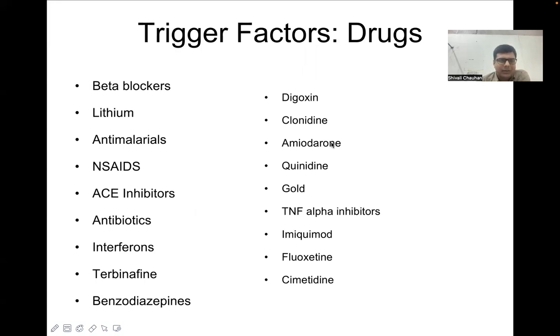These drugs are beta blockers, lithium, antimalarials, NSAIDs, ACE inhibitors, antibiotics, interferons, terbinafine, benzodiazepines, digoxin, clonidine, amiodarone, quinidine, gold, TNF alpha inhibitors, imiquimod, fluoxetine, and cimetidine.